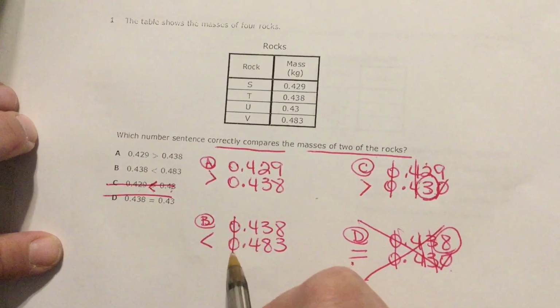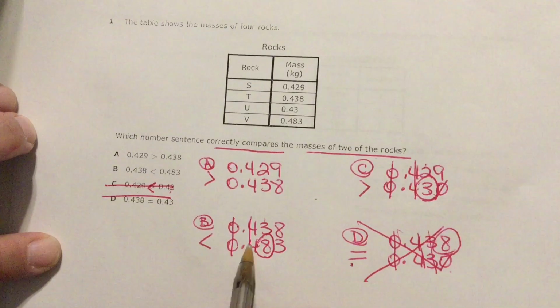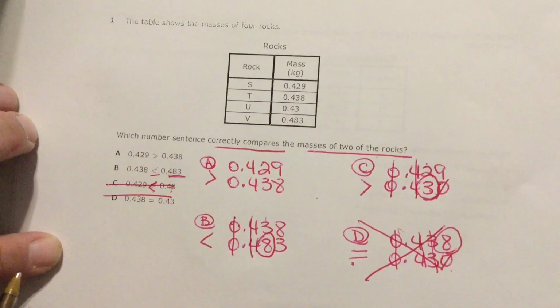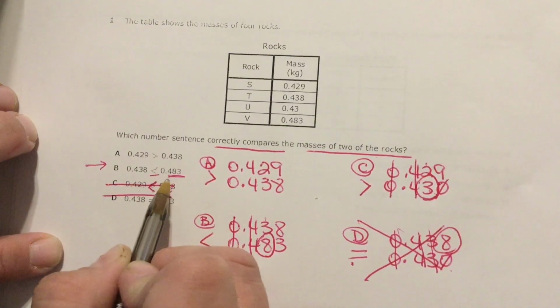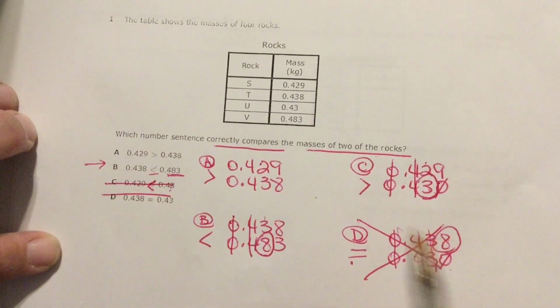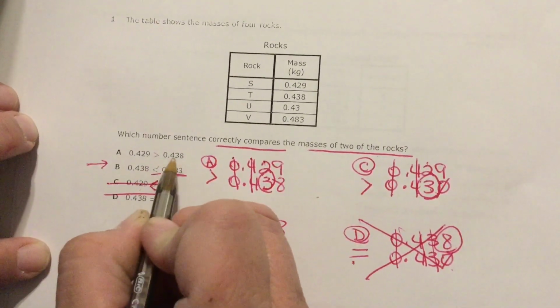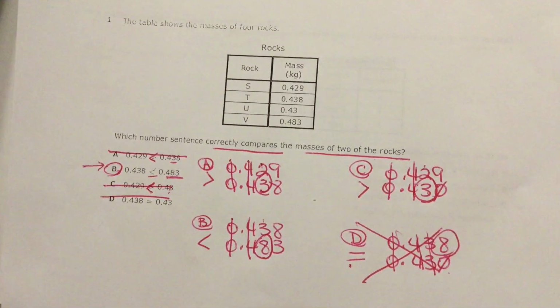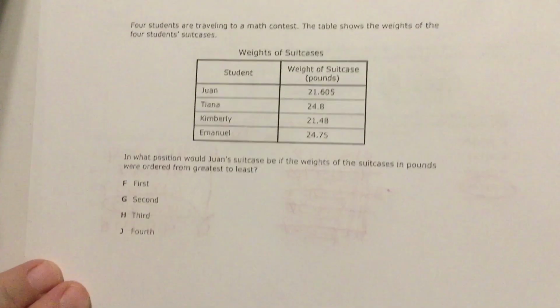All right, B, 0 and 0, 4 and 4, 3 and 8. 8 is bigger. So 483 should be the bigger number, which means it is a less than symbol. 438 thousandths is less than 483 thousandths. All right, 0 and 0, 4 and 4, 2 and 3. 3 is bigger, so that means this one would have been bigger. So B was our answer. Okay? All right, so that's how we compare. So let's flip the page and let's look at the next problem.